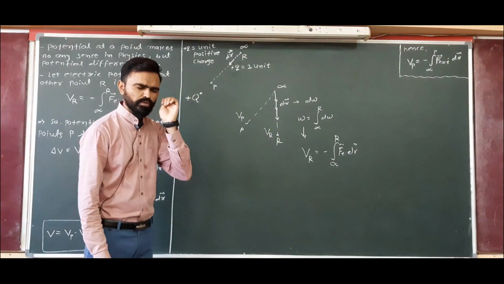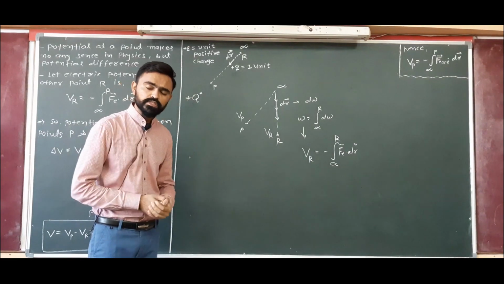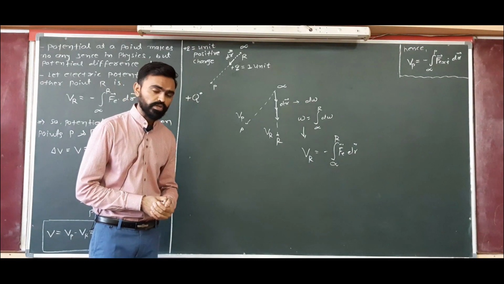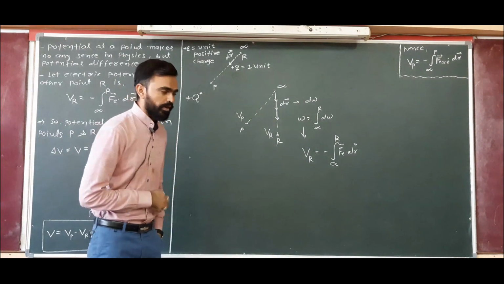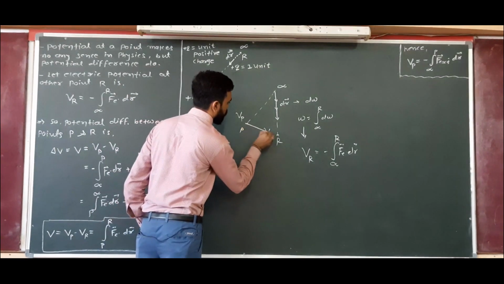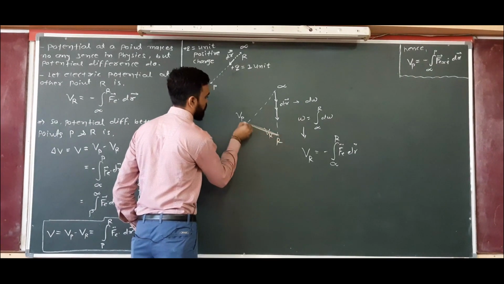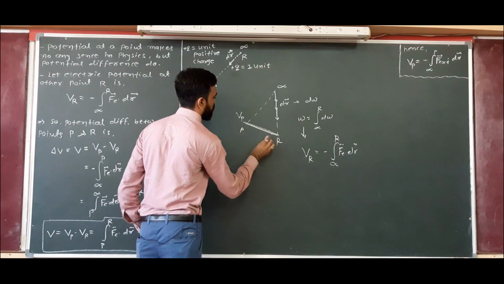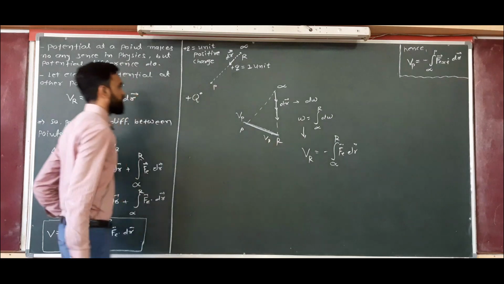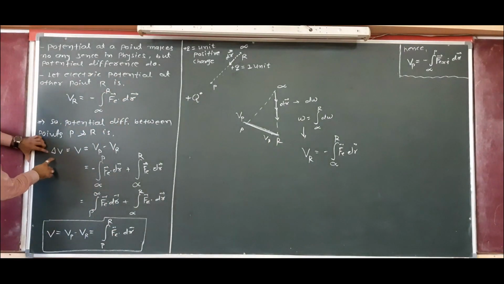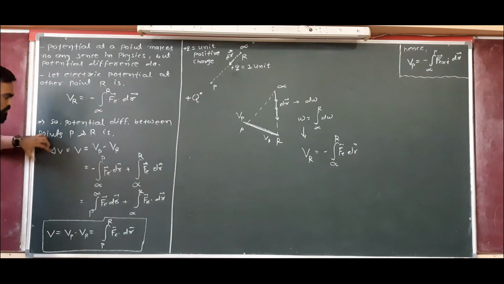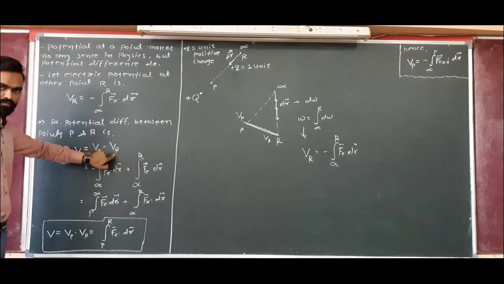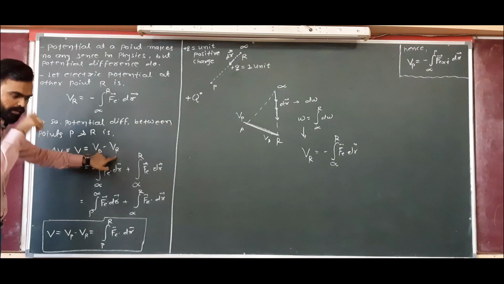Now, curious about the potential difference between these 2 points, right? Which is the potential difference? Okay, we have to compare these potentials. So what is the potential between this P and R directly? We take the potential difference delta V, which is equal to Vp minus Vr.